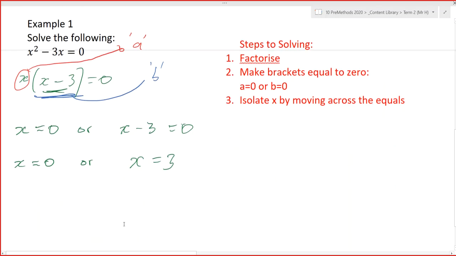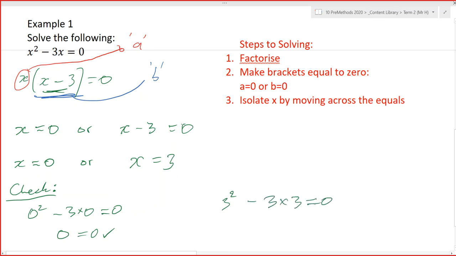Okay, check to see if we were right. This is called evaluating the reasonableness of your solution, evaluating what you got. So if we put 0 in, 0 squared, take 3 times 0, that's 0 equals 0. So that works. If we check 3 squared, take 3 times 3 equals 0, we've got 9, take 9, yep. So our solution is reasonable.